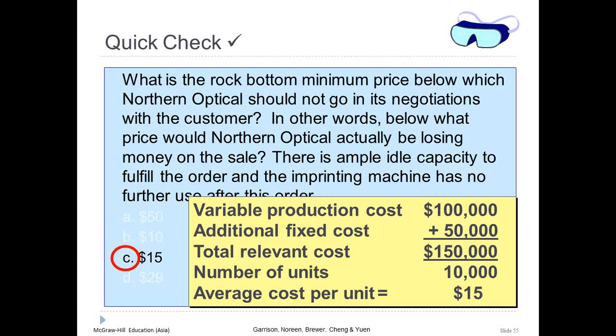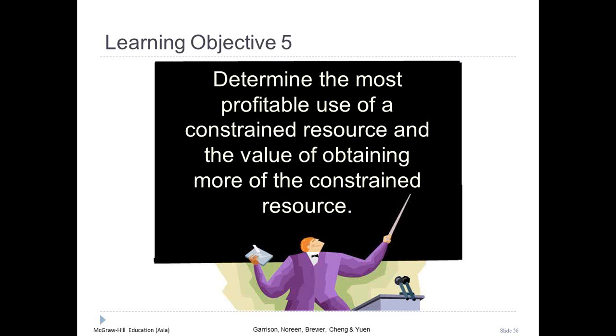Learning objective number 5. Determine the most profitable use of a constrained resource and the value of obtaining more of the constrained resource. When a limited resource of some type restricts the company's ability to satisfy demand, the company is said to have a constraint. The machine or process that is limiting overall output is called the bottleneck. It is the constraint.